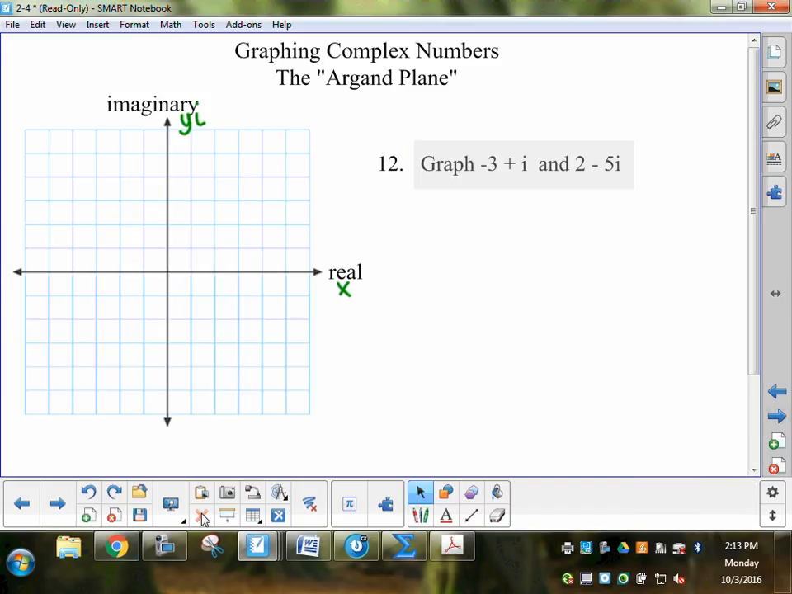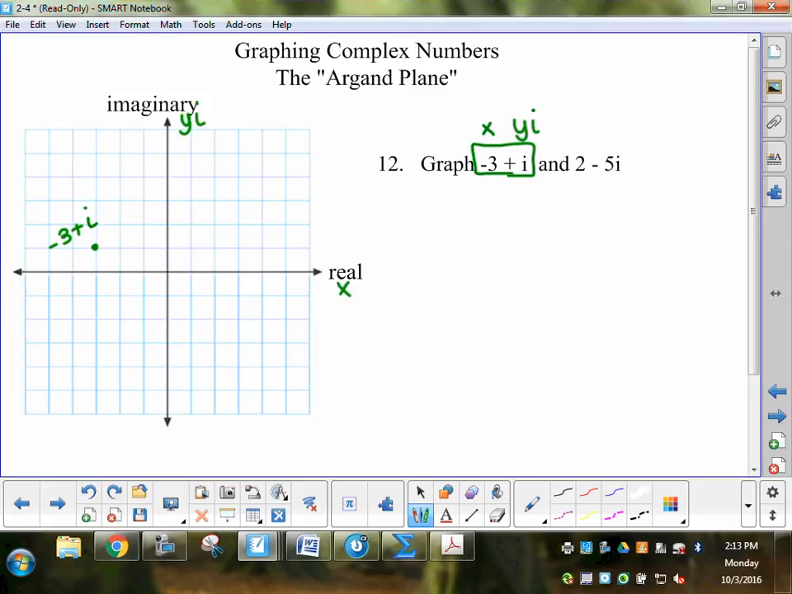Now the first one that we plot is -3 plus i. So we're going to graph this out. Here's your x and here's your yi. In terms of the x, how far am I moving left and right? Well, I'd have to go 3 to the left because the x would be -3. Then I go to yi, which is positive 1i, so I go here. This would be negative 3 plus i. Now, if you stop there, you are incorrect and won't receive points.